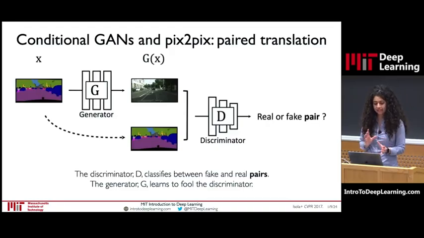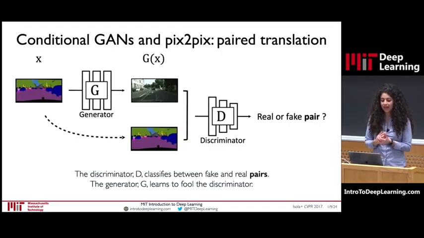One core idea here is this notion of paired translation, meaning that we can consider now pairs of inputs, for example, a scene and a corresponding segmentation map, and now train the discriminator not to operate over only one, but rather pairs, and say, okay, what's a true pair of an image and a segmentation map versus a fake pair of an image and a segmentation map.